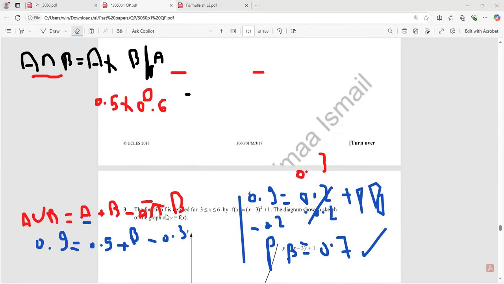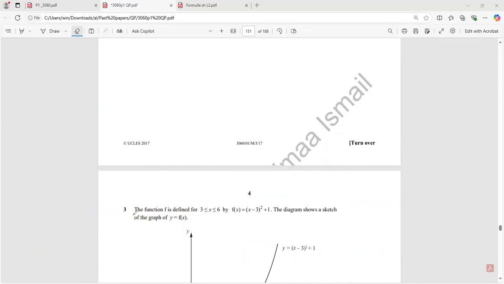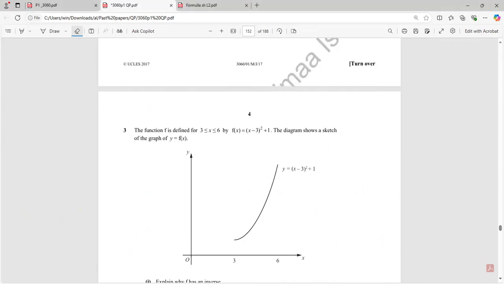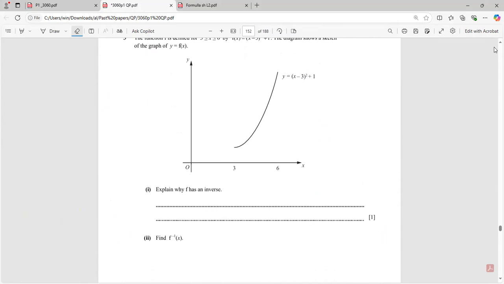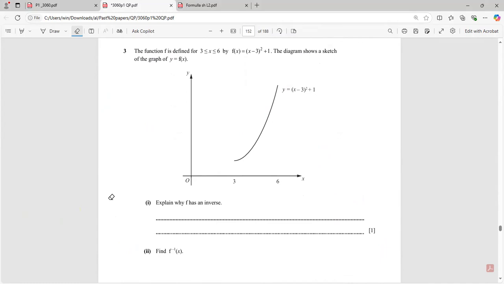Let's see question number 3. The function f is defined for x between 3 and 6, where f(x) equals (x minus 3) squared plus 1. The diagram shows a sketch. Explain why f has an inverse.